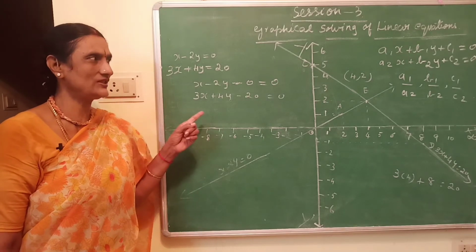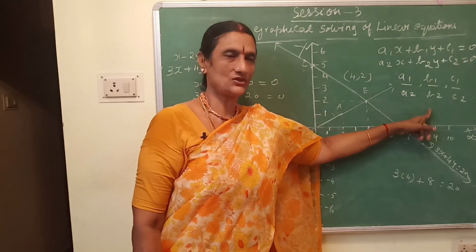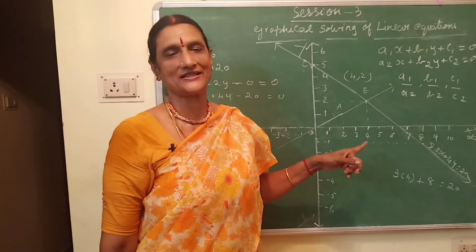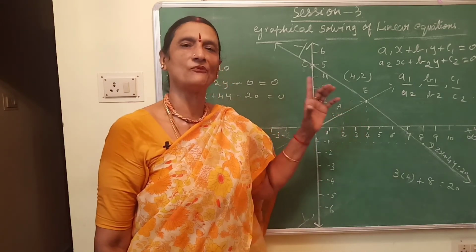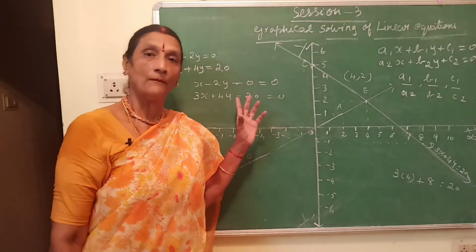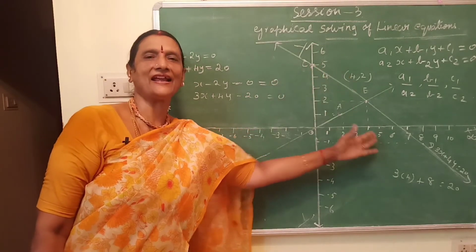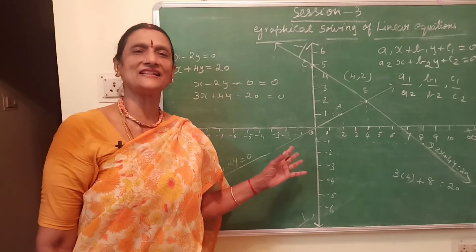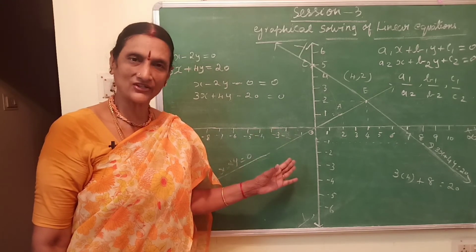The ratios a1 by a2, b1 by b2, c1 by c2 are considered very important because they are going to reveal some facts about the equations, about the nature of the lines that we have drawn, and also about the algebraic solutions that we are going to get after learning the methods. Is that clear to you?